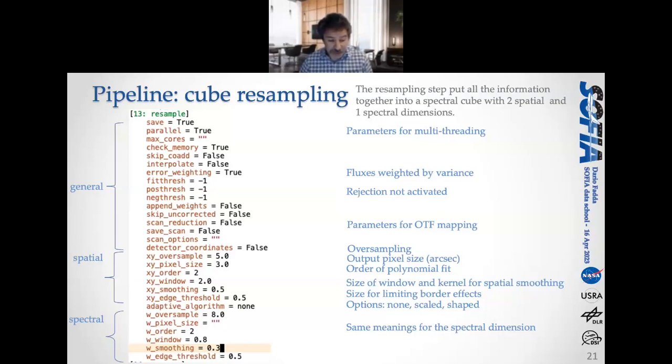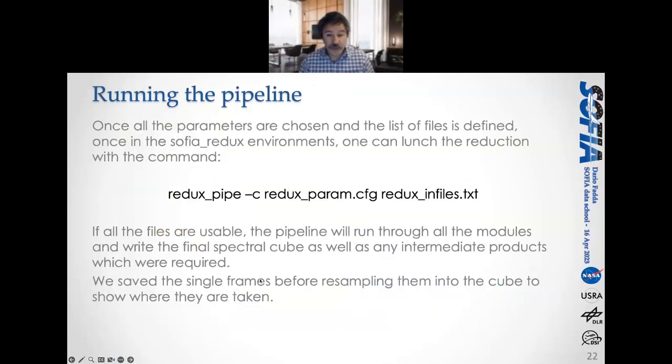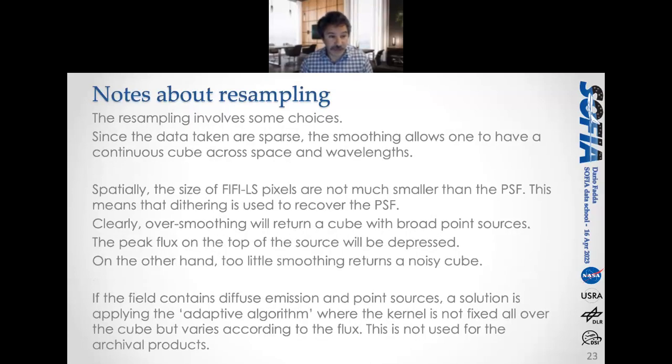The same thing applies to the spectral smoothing. The spectral smoothing is a little better because we have a lot of observations, a lot of oversampling. We do also a little bit of dithering in wavelength. So this is a less important thing because there is a lot of redundancy. This is kind of more important. So once you have everything fixed, you can run the pipeline, as I said before, and a lot of products come out.